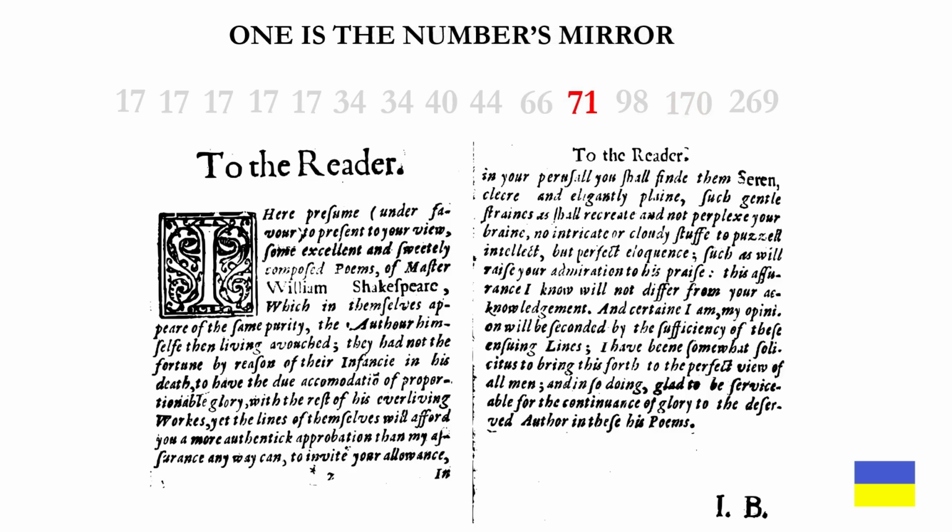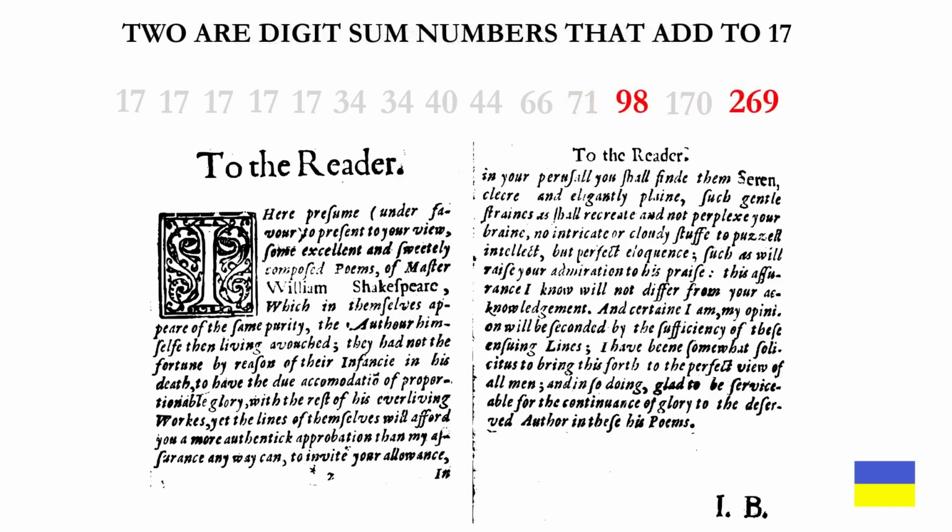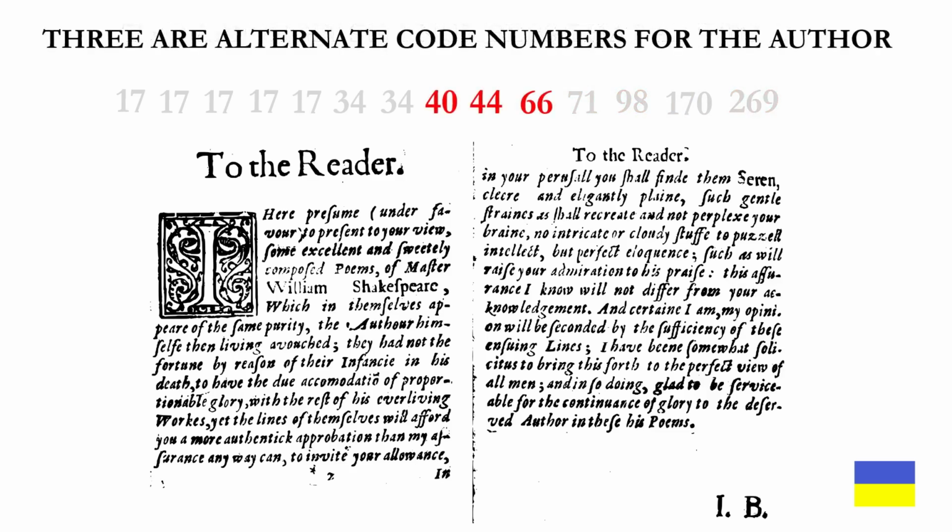1 is the number's mirror. 2 are digit sum numbers that add to 17. 3 numbers are alternate code numbers for the author: 40, the very rarely seen 44, and more common 66.